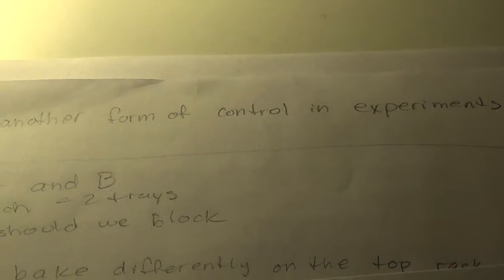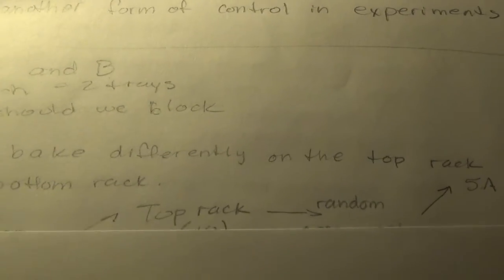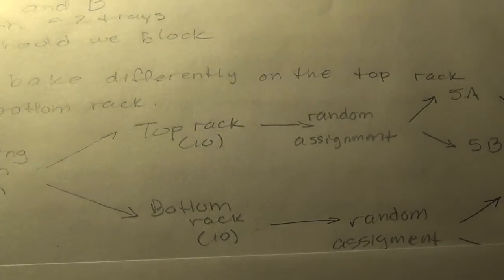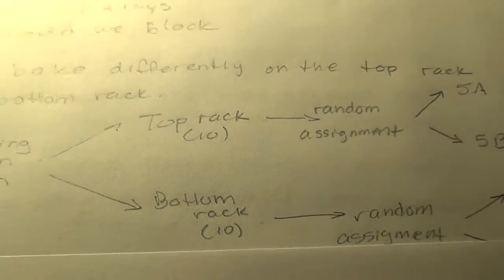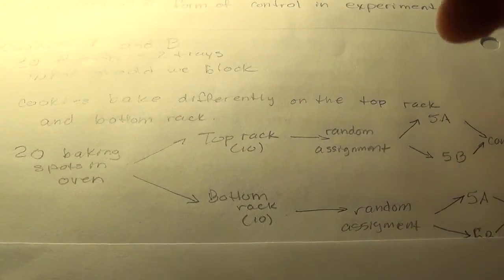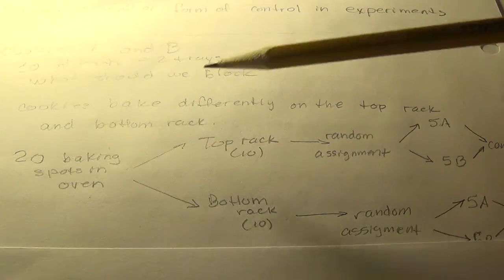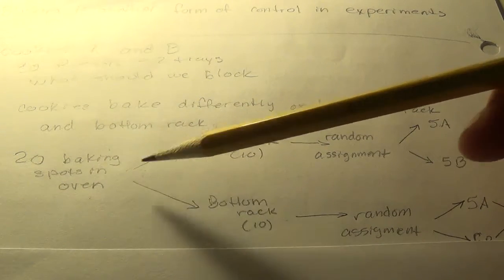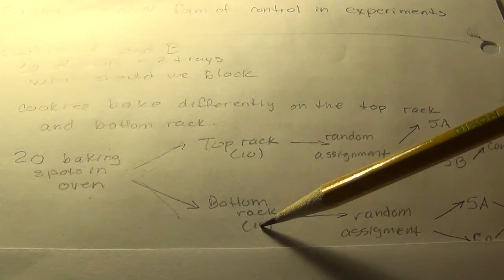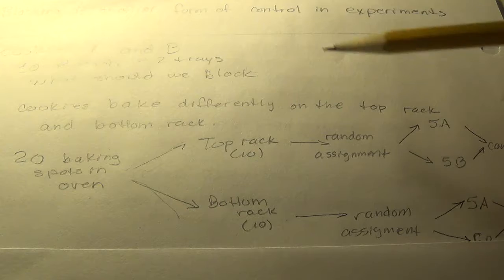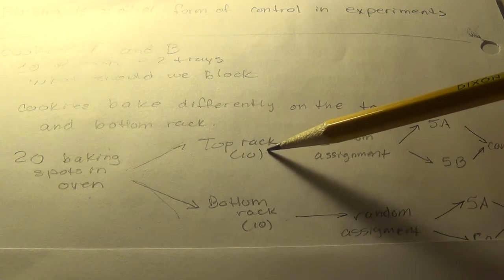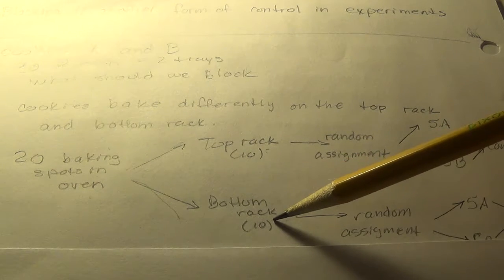So if the cookies bake differently on the top rack and the bottom rack, here would be a randomized design. Okay, back to the screen here. There are 20 baking spots in the oven, so this is where we are not randomizing. We're going to put 10 at the top rack and 10 on the bottom rack.